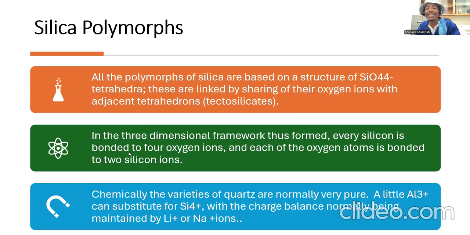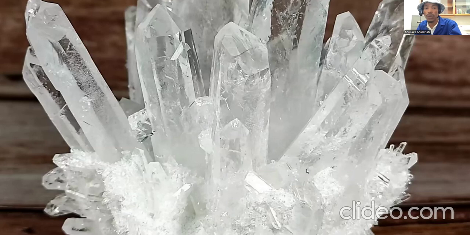So in the 3-dimensional framework thus formed, every silicon is bonded to 4 oxygen ions, and each oxygen atom is bonded to 2 silicon ions. Chemically, the varieties of quartz are normally very pure, like this one that I showed you.